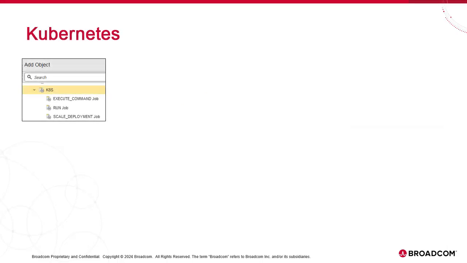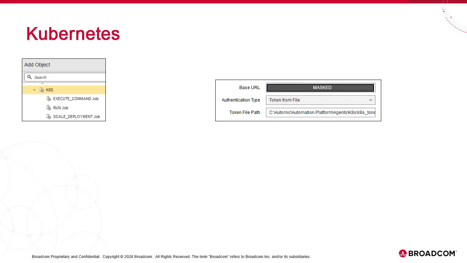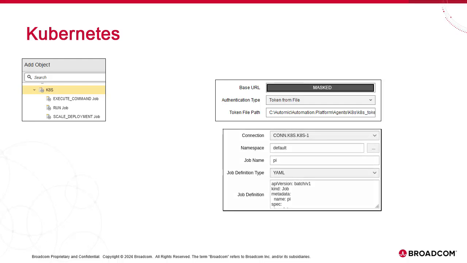Automic supports containerized applications with the Kubernetes integration, which is comparable to other cloud applications. It includes the K8s agents, several connection objects for both Kubernetes and source code management, and various job types for processes, pod up and down scaling, and so forth.